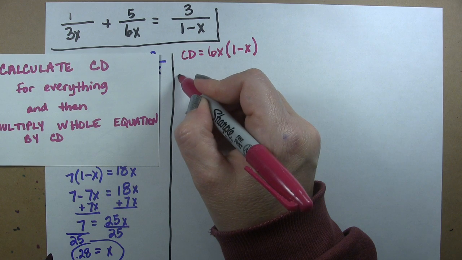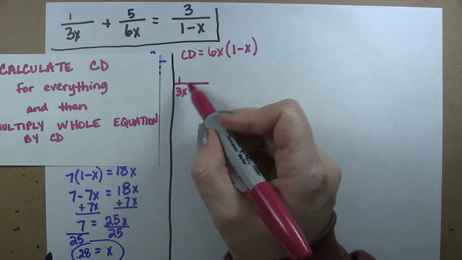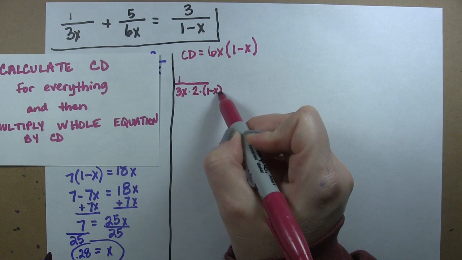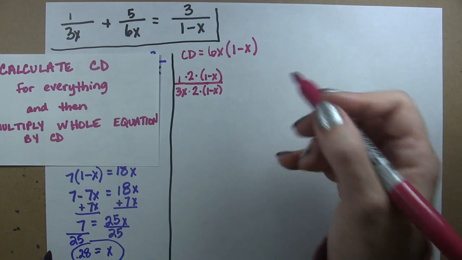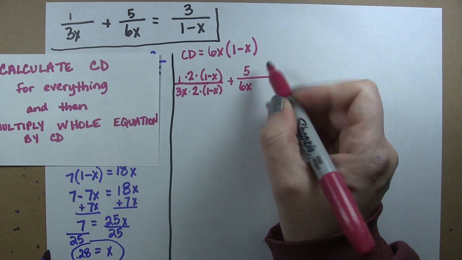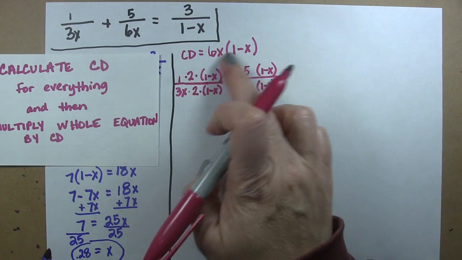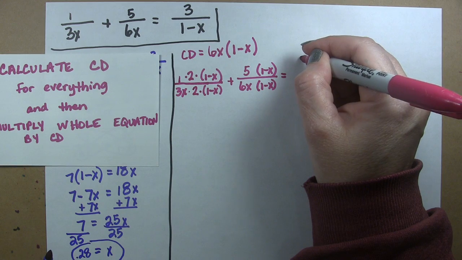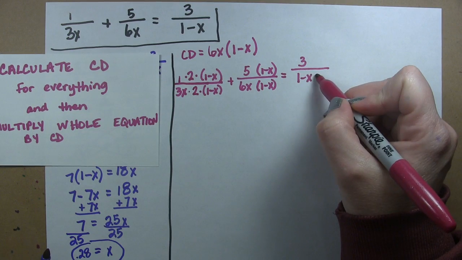So the first fraction we have is 1 over 3x. And to turn it into this, I would need to multiply by 2 and then by 1 minus x. So times 2 times 1 minus x, okay? And then we need to add that to 5 over 6x. This has to be multiplied by 1 minus x and 1 minus x so that I get that whole thing in the denominator. And then that is going to be set equal to 3 over 1 minus x, but we still have to multiply it by 6x.